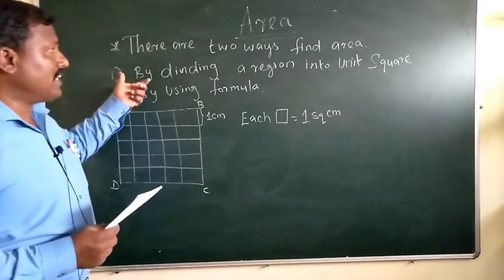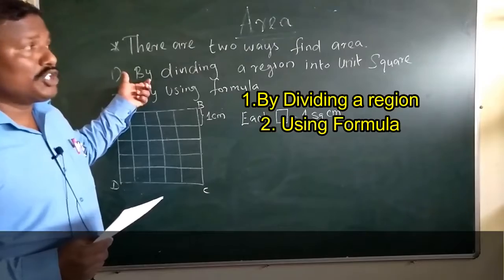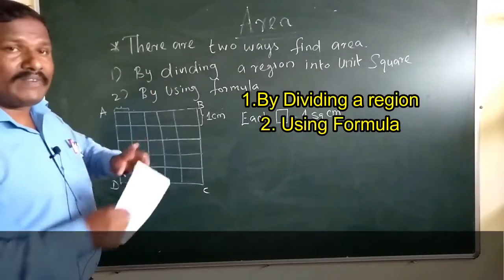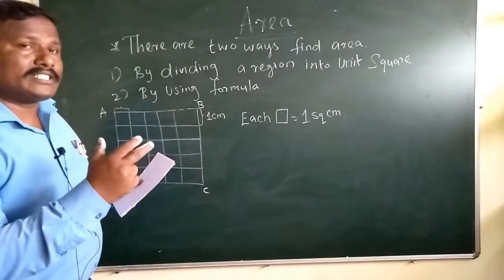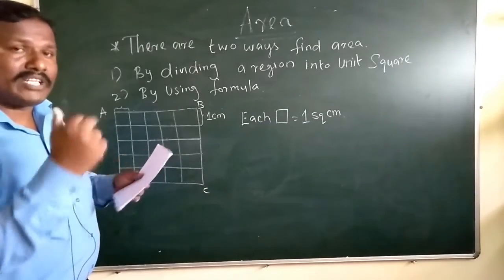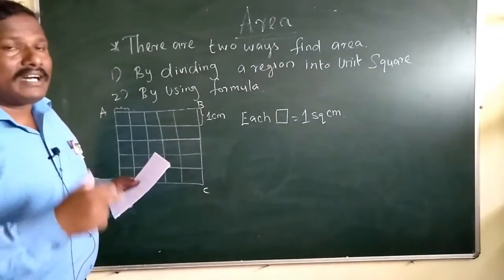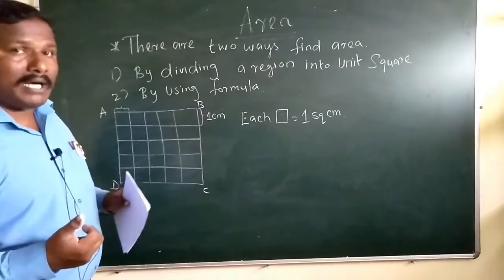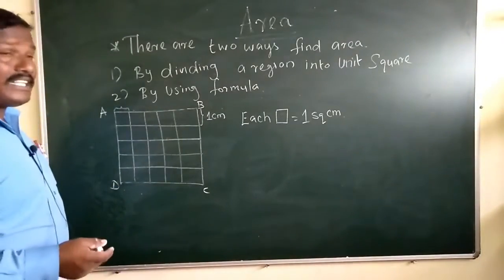First one, by dividing the region into unit squares. So given the area, we divide it into equal squares, we count them, and we find the area. Or we have the second method, by using a formula. So first method, how to find out the area of the region.